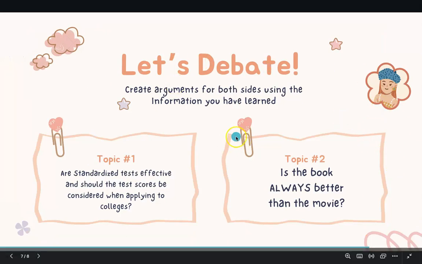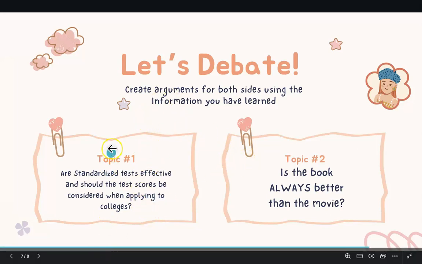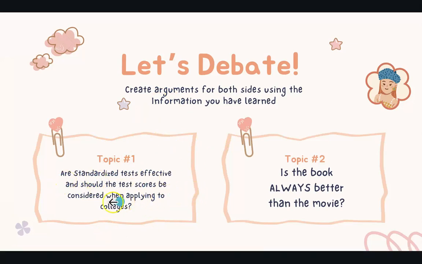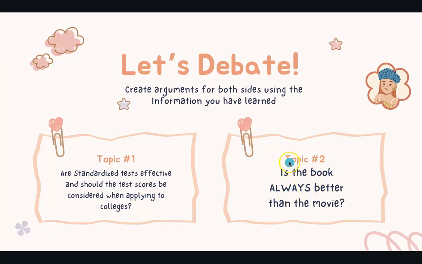So these are some topics that you guys can debate. I would pause the video and get into groups if you can, or if you're by yourself, create different arguments for both sides. The topic for one of them is: are standardized tests effective, and should the test scores be considered when applying to colleges? Topic 2 is: is the book always better than the movie? So pause this right here and go ahead and do that.